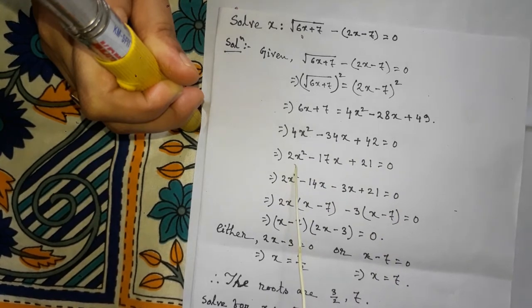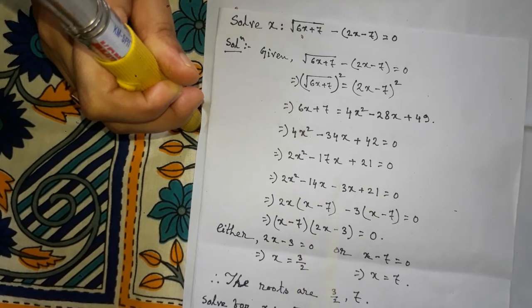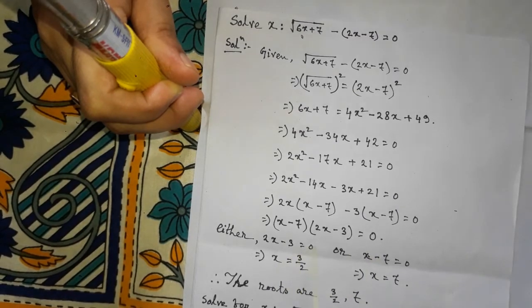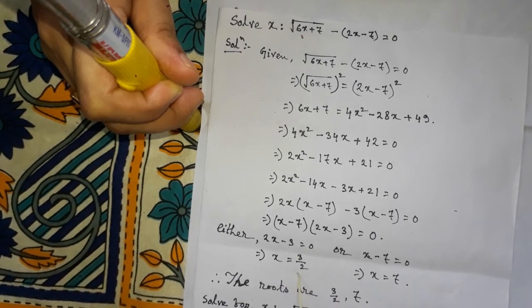Taking 2 common, we will get 2x square minus 17x plus 21, that is equal to 0. Then by middle term factorization, we will get x minus 7 into 2x minus 3 is equal to 0. That is, the product of two terms is equal to 0. Either first term equal to 0, that is x minus 7 equal to 0. From that, we will get x is equal to 7, or 2x minus 3 is equal to 0. From that, we will get x is equal to 3 by 2. So, the roots are 3 by 2 and 7.